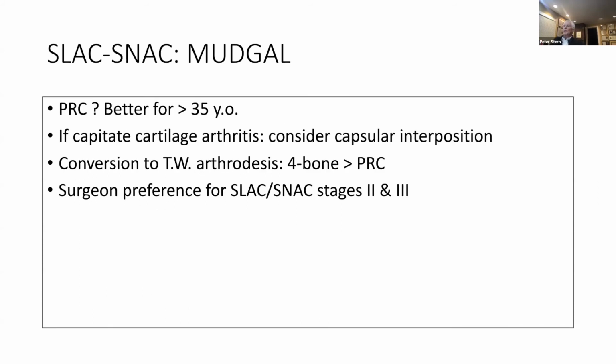For his final summary, he felt that proximal carpectomy was better for patients that were 35 years or greater. If there was capitate arthritis, again, capsular interposition. This can be converted to a total wrist arthrodesis, and four-bone fusion is more common than proximal carpectomy. Surgical preference in this situation is either for four-corner fusion is just for stages 2 and 3.